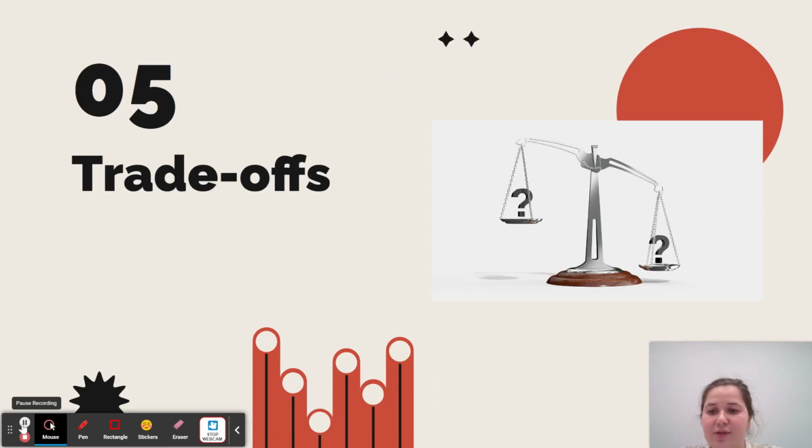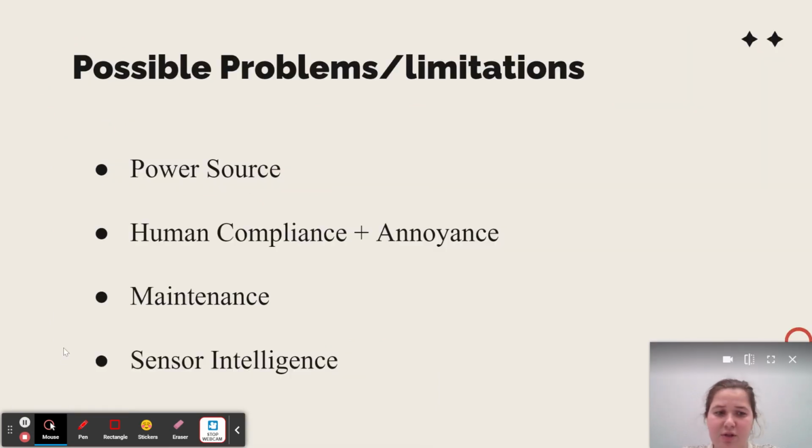Finally, we have trade-offs. Some possible problems and limitations include having a power source. We would definitely have to have either a solar panel or some sort of outlet to power the flashing lights. Our next problem is human compliance and annoyance. People might just not want to use our product. No matter how many sounds, how many light distractions we make, people might just not want to look up from their phones. And then also, the sound, as you could tell in our video, was a little bit annoying.